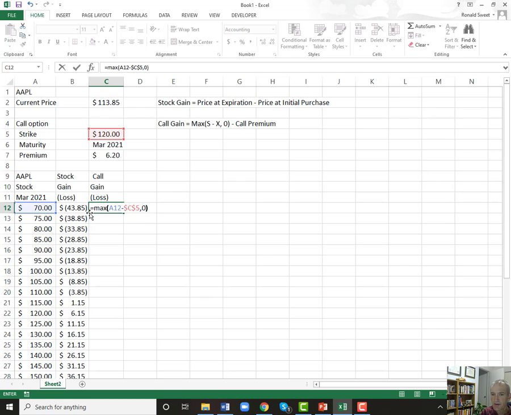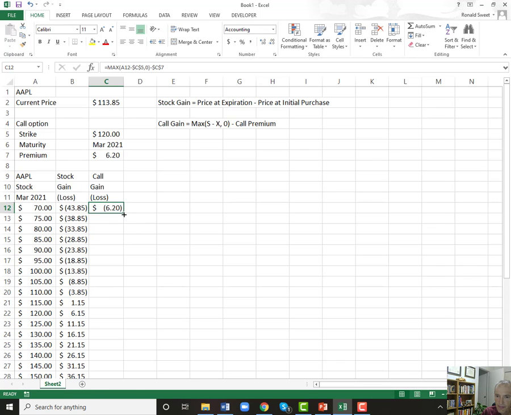Now what is that going to give us? Well, 70 minus 120 is negative 50. What's the max between negative 50 and 0? Obviously it's 0. And then all we have to do is subtract the call option, 620.